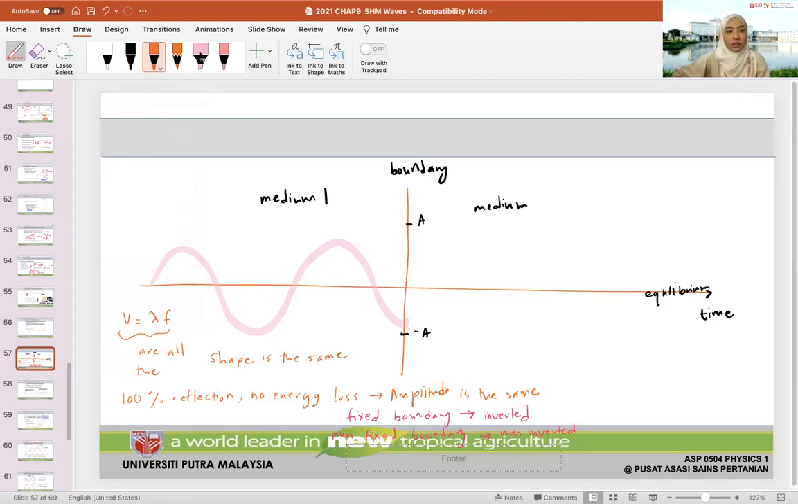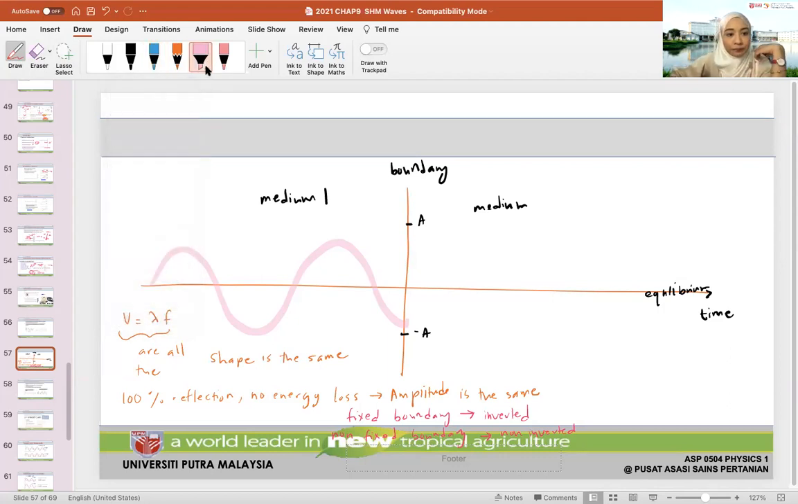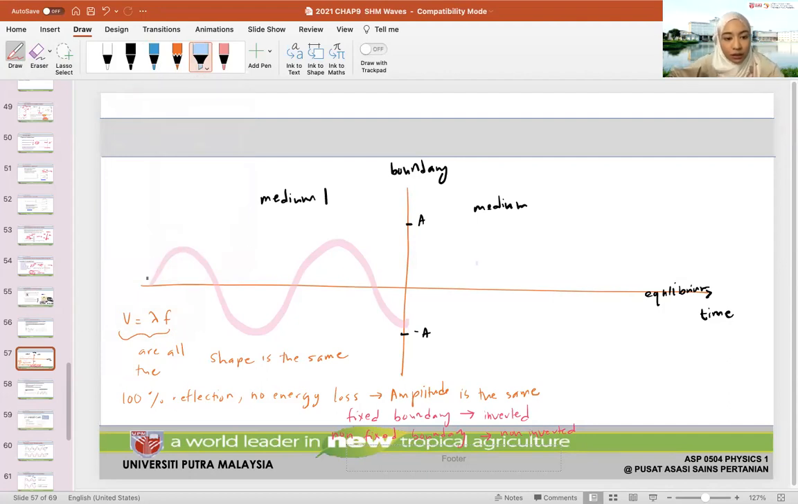So reflection is in orange and pink. Now we're going to talk about transmission. So when we talk about transmission, we are assuming that part of it, we have a wave. This is my wave, color blue. It is traveling. And when it is traveling, some of it is going to be transmitted. Let me make a different wave altogether. So when it travels to the different medium, it is transmitted, but now it is smaller.